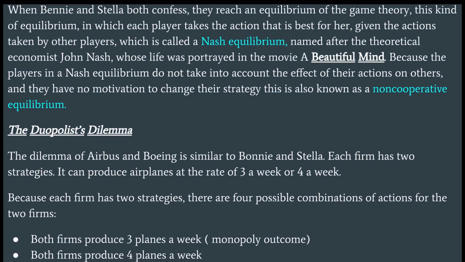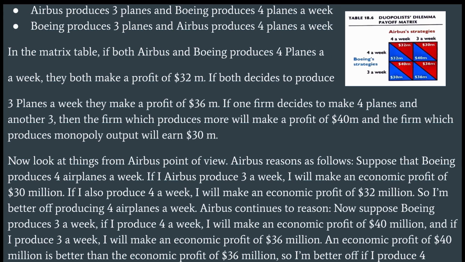Both firms produce 3 planes a week, that is the monopoly outcome. Both firms produce 4 planes a week. Airbus produces 3 planes and Boeing produces 4 planes a week. Boeing produces 3 planes and Airbus produces 4 planes a week.